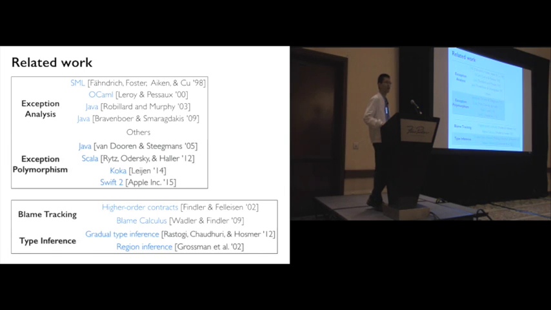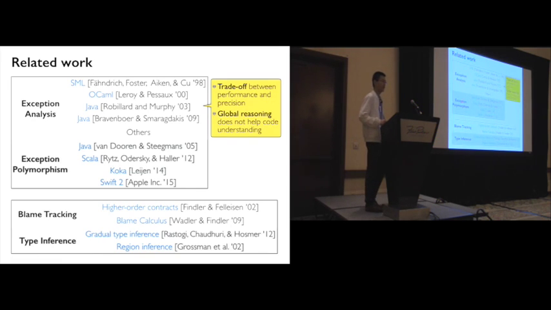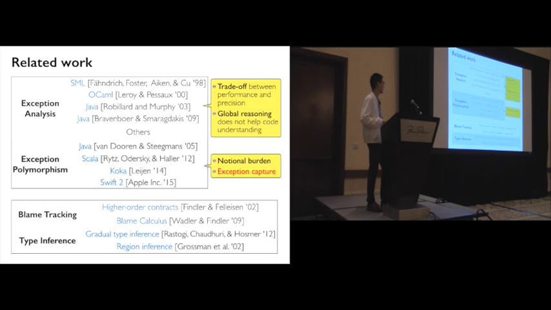Using program analysis to infer exceptional control flow has been a popular research topic. However, these analyses necessarily entail a trade-off between performance and precision, and they require global reasoning that does not aid programmers in reasoning about code. Some recent language extensions or language designs have attempted to address the rigidity of checked exceptions through an approach called exception polymorphism. This approach parameterizes higher-order code with the exceptions of their arguments. So it necessarily imposes a notational burden on higher-order functions. But more fundamentally, this approach does not address the subtle problem of exception capture.